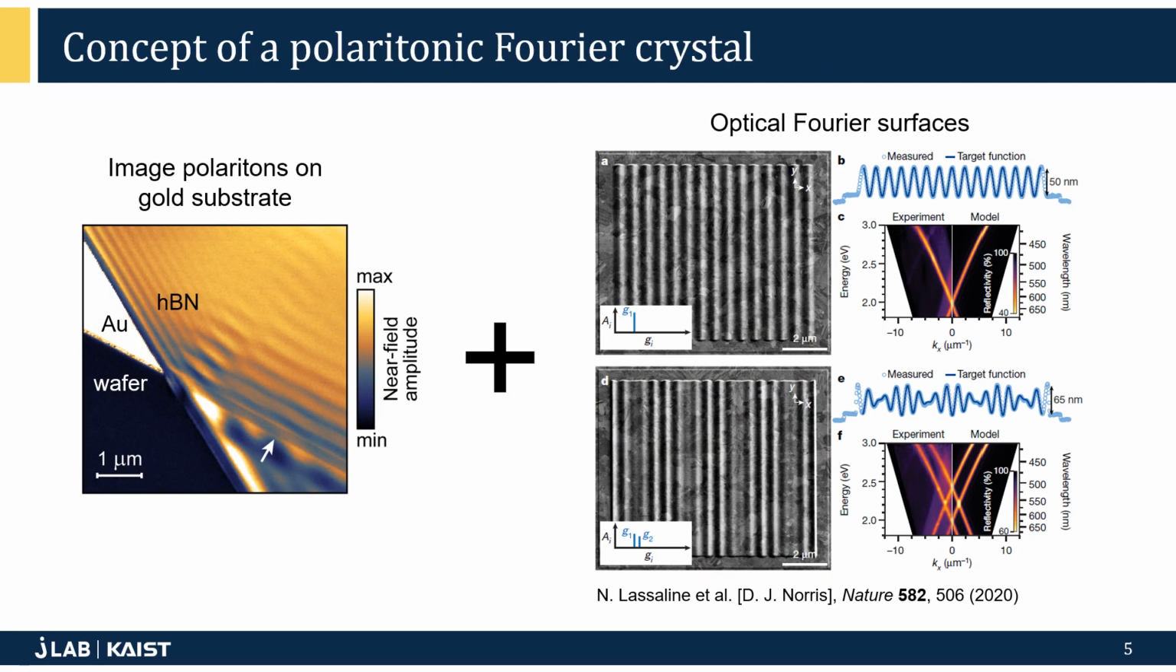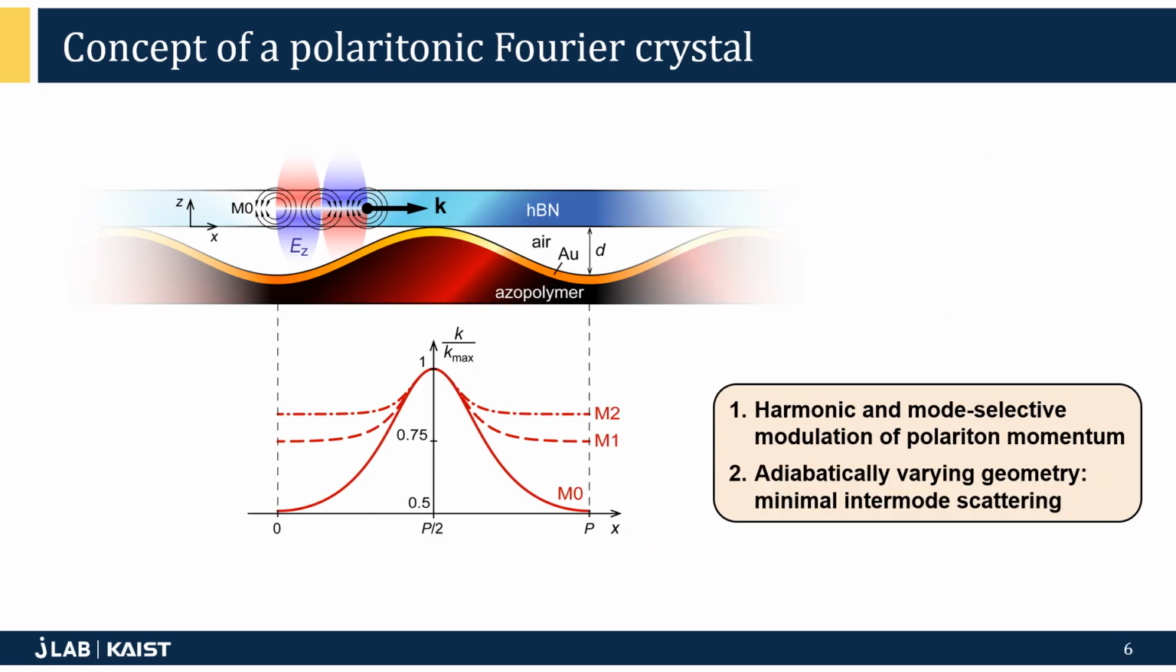If flat gold is such a good substrate for phonon polaritons, then how about using a corrugated gold substrate? Corrugated metallic mirrors have been used to create optical Fourier surfaces. Optical response of such a Fourier surface can be engineered to contain only specific harmonics in far field. We leverage this feature of Fourier surfaces to develop a concept of polaritonic Fourier crystal. Polaritonic Fourier crystal is based on a harmonically corrugated isopolymer film covered with thin gold layer.